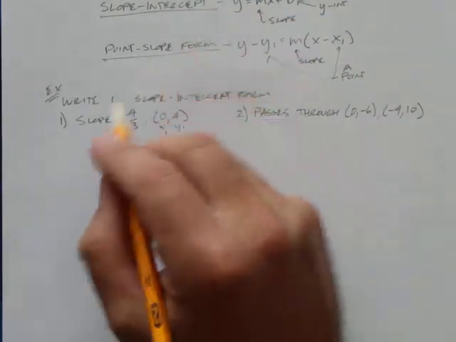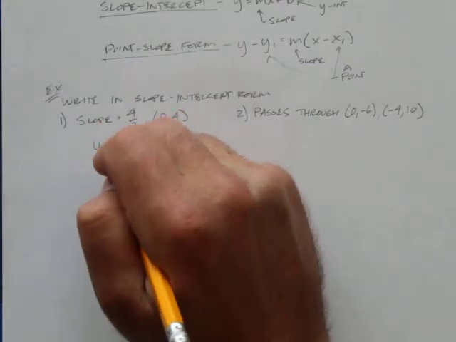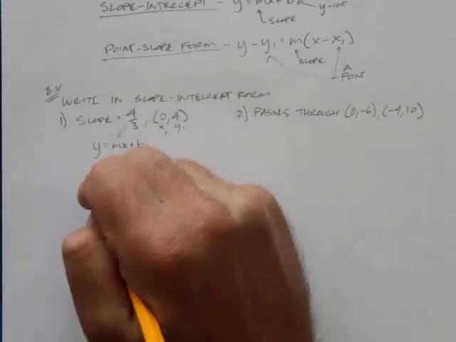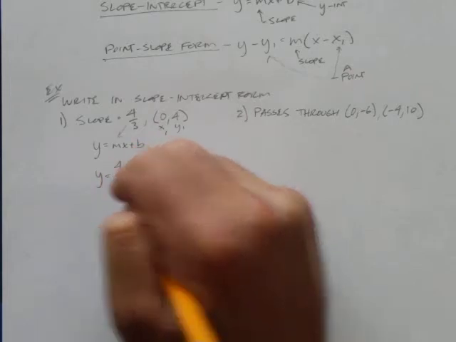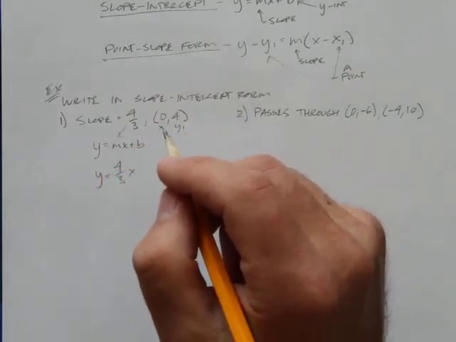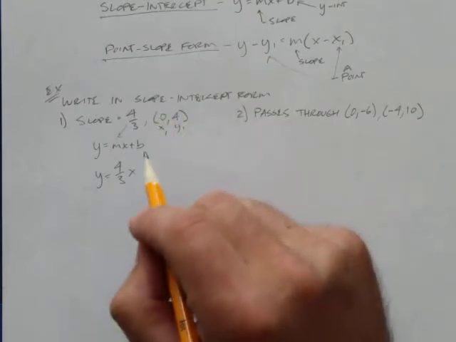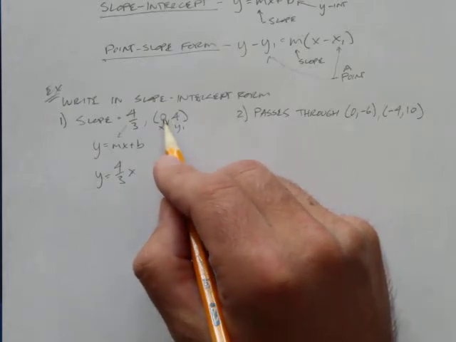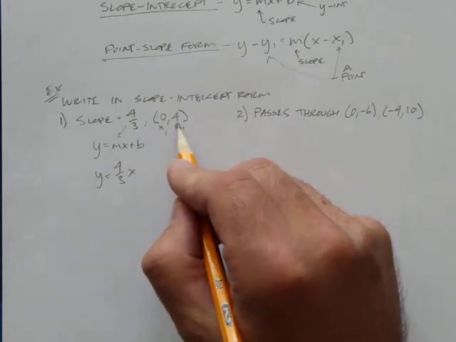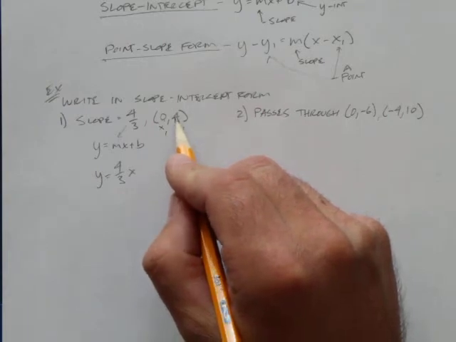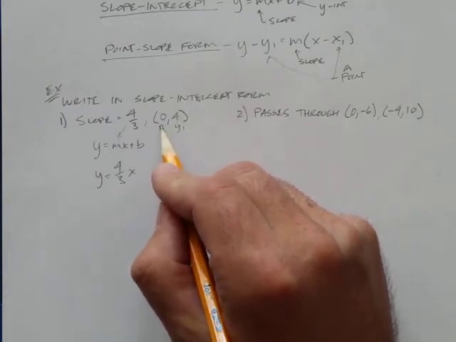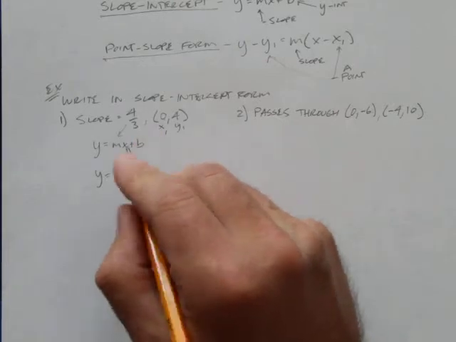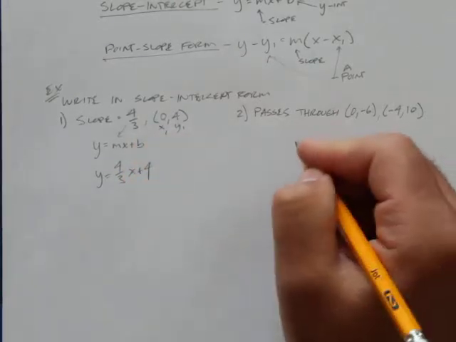So slope-intercept form is y equals mx plus b. My slope I already know, so y equals 4/3 x. Now I need to know what b is. One way to know that is when x is 0, then I know what my y-intercept is. When x is 0, whatever my y value is, that's going to be my y-intercept. So it's 4. There we go, I'm done.